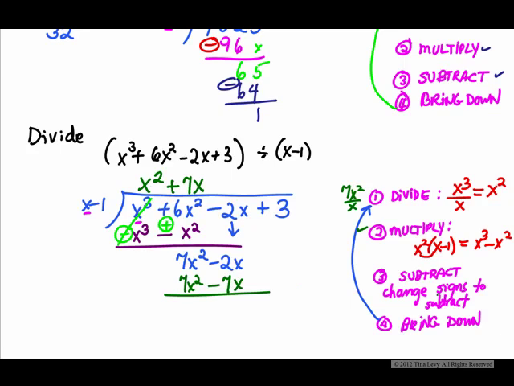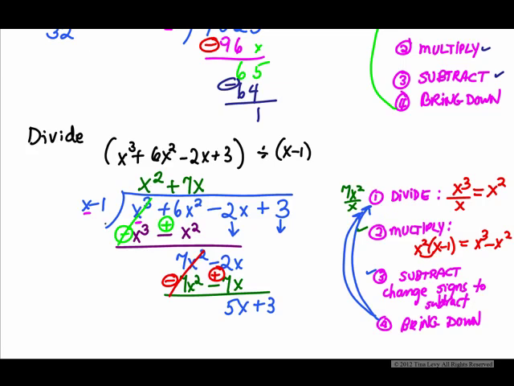Now subtract, we're going to change signs to subtract. This becomes a minus, this becomes a plus. You know you're doing everything correct if the first terms subtract out. And you have negative 2x plus 7x is 5x. We have our 5x, and now we're ready to bring down the last term, which is plus 3. And the whole thing recycles again.